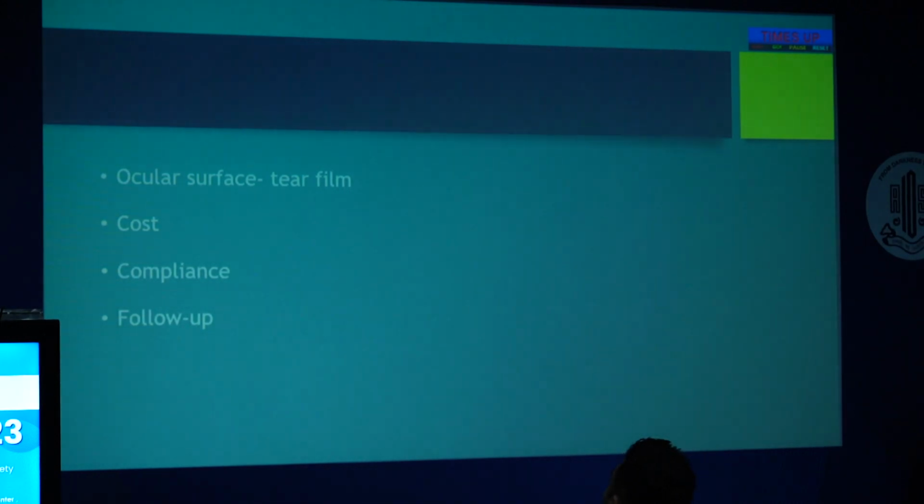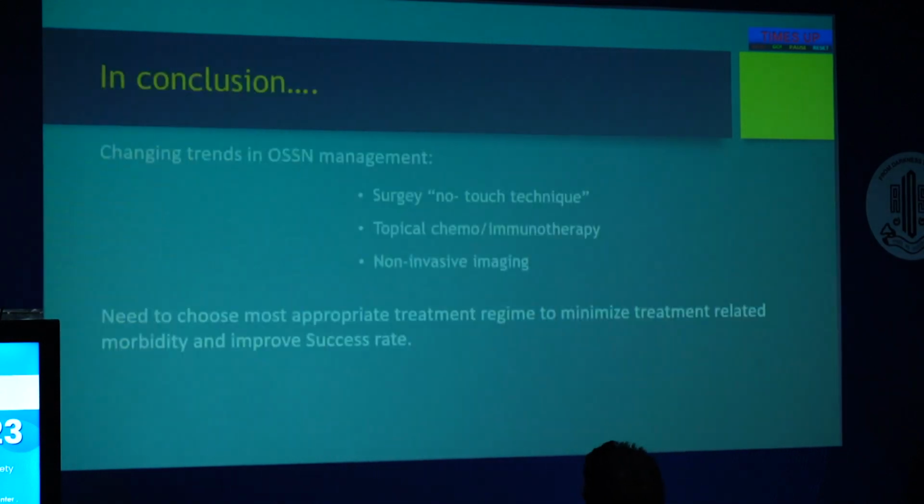And the cost: definitely interferon is a very costly drug, and the patient may have to spend around 3,500 or 4,000 rupees in a month. Compliance is a very important factor if the patient is on topical therapy, and follow-up is also very important. So in conclusion, there are changing trends in OSSN management, with no touch technique in surgery, non-invasive imaging and topical therapies. But we need to choose the most appropriate treatment regime to minimize the toxicity as well as to improve the success rate.